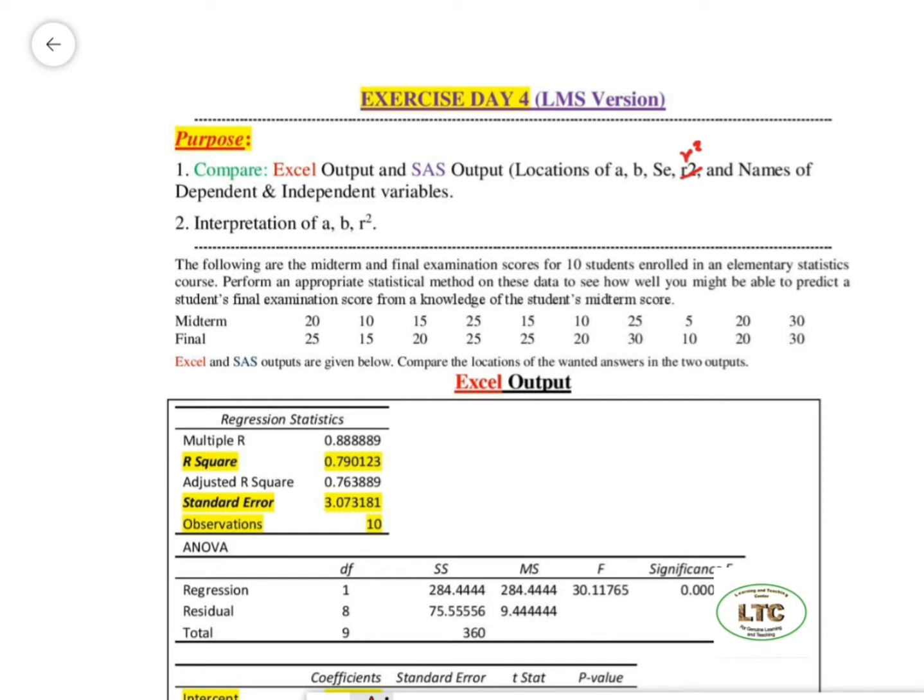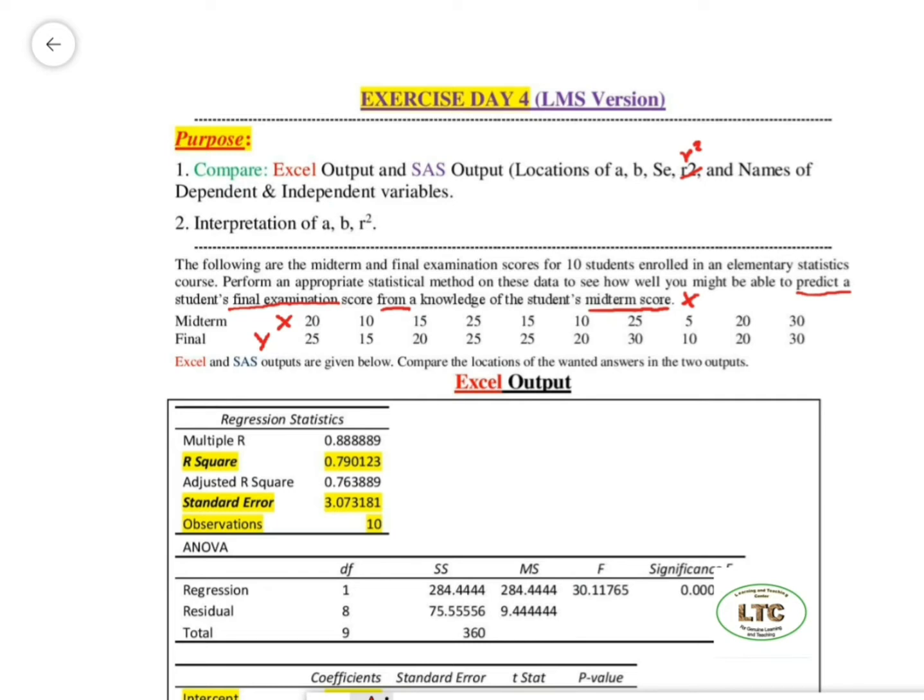The following are the midterm and final exam scores for 10 students enrolled in an elementary statistics course. Perform an appropriate statistical method on these data to see how well you might be able to predict a student's final exam score. So final exam score is the predicted variable y from a knowledge of students' midterm score. Therefore, midterm score x is the predictor or independent variable.